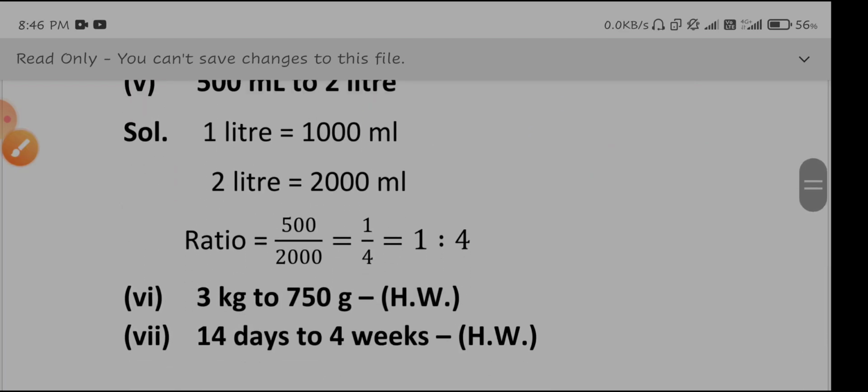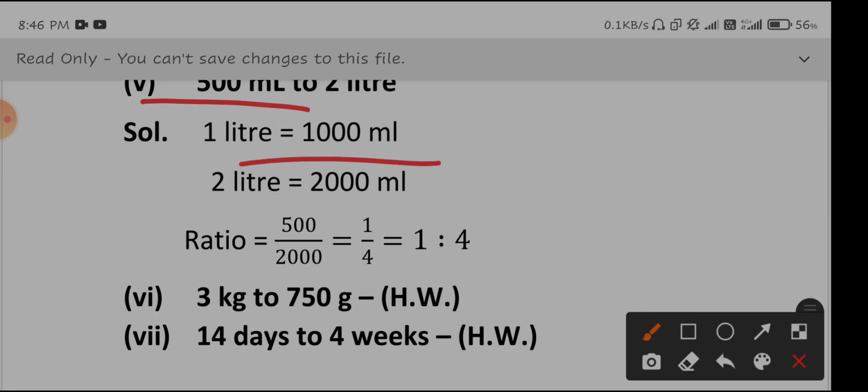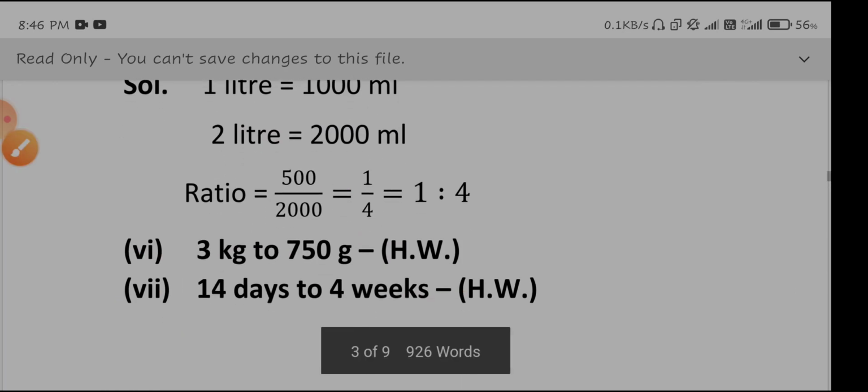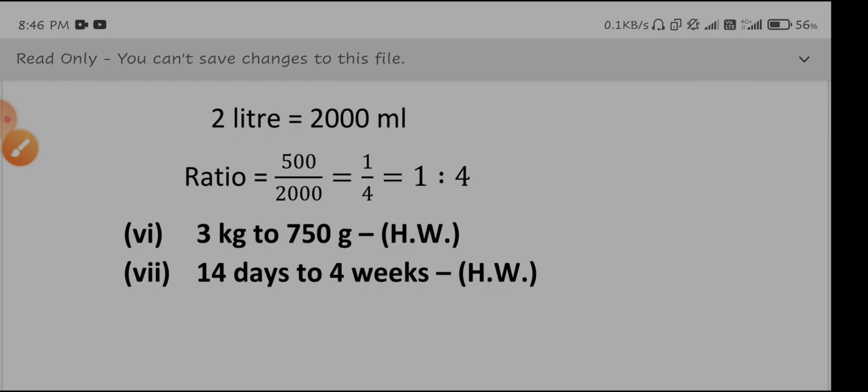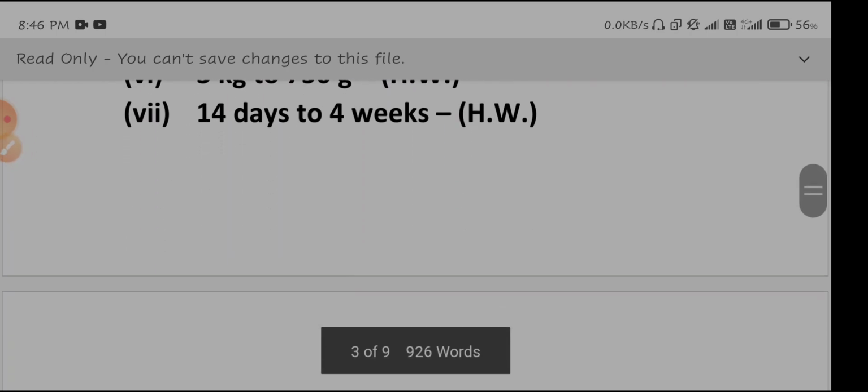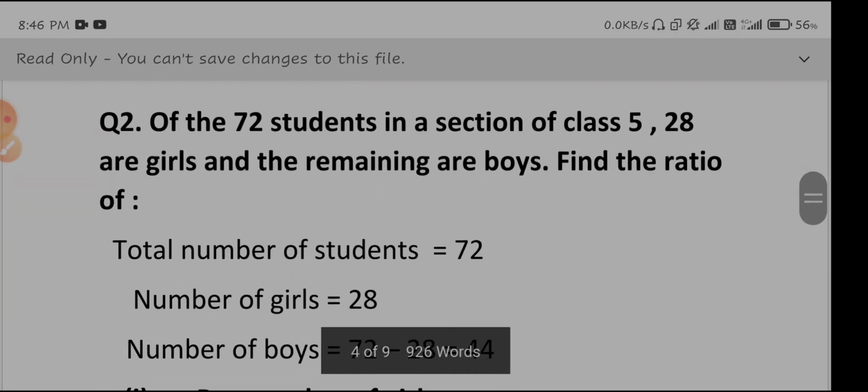One is given in liter, the second in milliliter. So first of all change into milliliter. After changing into milliliter, we'll find the ratio. So the rest of these questions are your homework. First of all you have to change into the same unit. After that you have to find the ratio. Then question number 2.